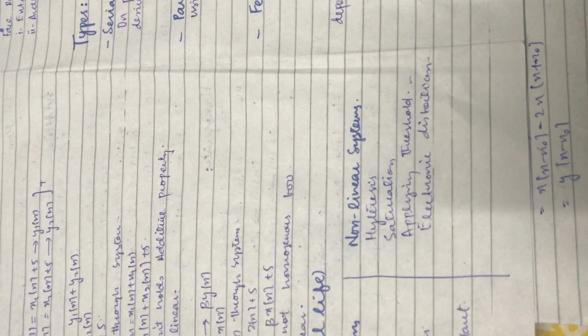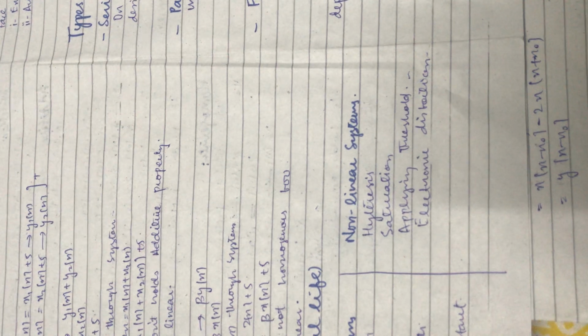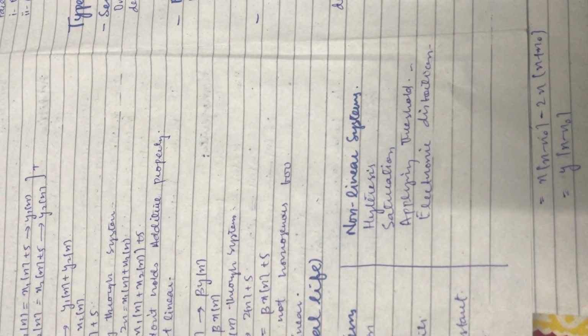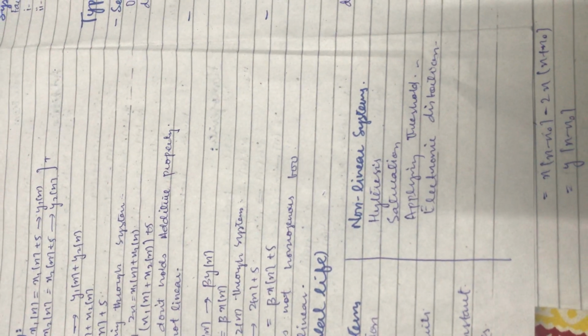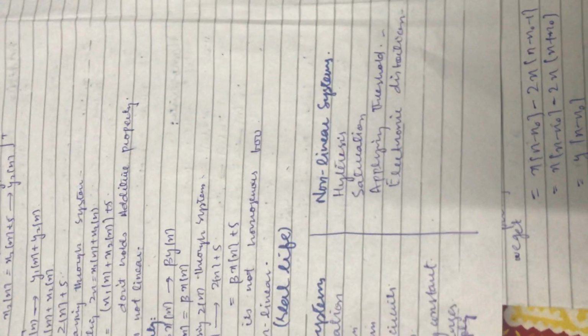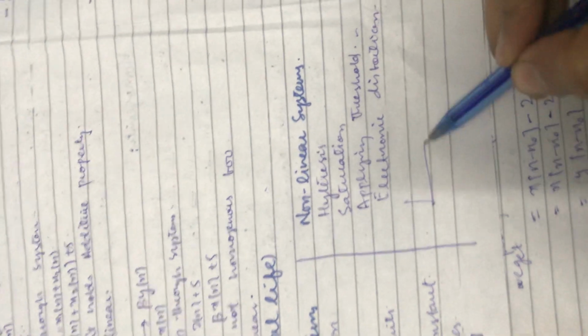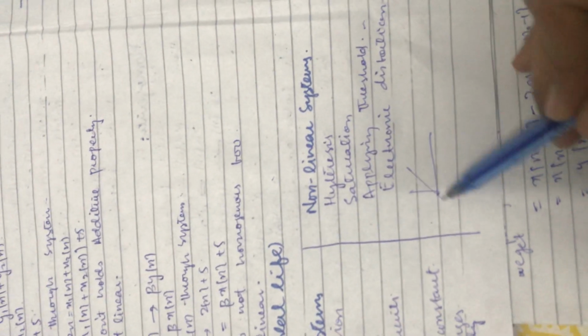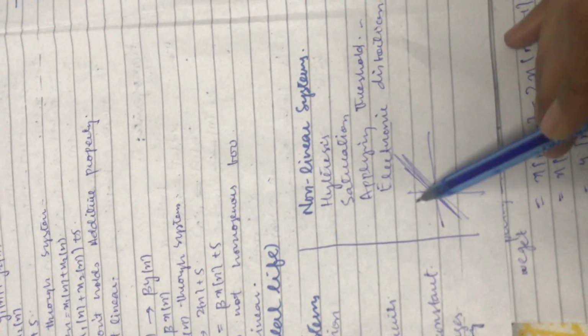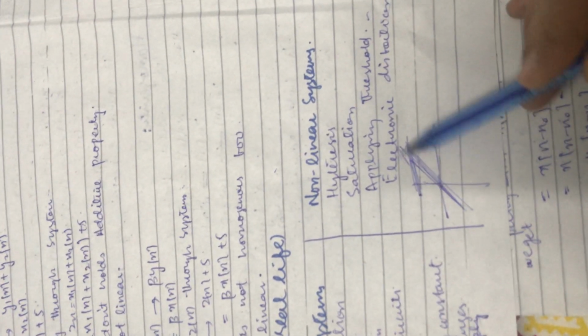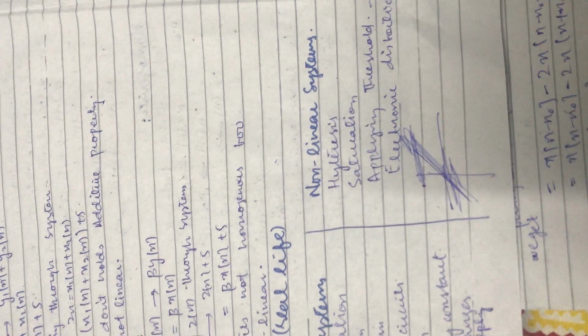Here are the examples for the nonlinear systems in real life. These are hysteresis, saturation, and applying a threshold on a linear system. If we have a linear system and we apply a threshold on it, then it will become nonlinear. For example, we have a system that is linear and is going this way, but if we apply some threshold, it will stop here. It will become nonlinear.